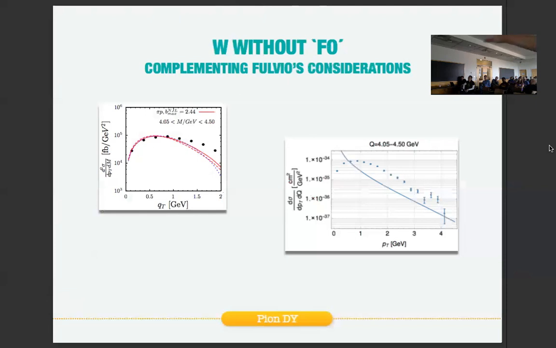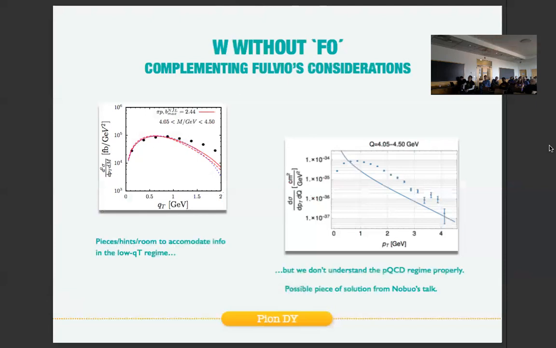Just to show this, as we saw yesterday from Fourier's consideration, at low QT there's room to accommodate information from non-perturbative physics. But what can we really learn if we don't know what happens in the fixed order regime? So see here, you should continue with that curve. Pick that part here and plug it here. And you see, anyway, there's a problem in the fixed order regime here. But Nobuo says he has a possible solution, so maybe somehow we can accommodate it. I'm not sure it's a conclusion, but I was pretty happy with those results. But then when you learn that we don't even know how it works in the pQCD regime, what can I say? Is it really worth saying something here? Well, I think it's not bad, but I hope we're going to find a solution for that region too.